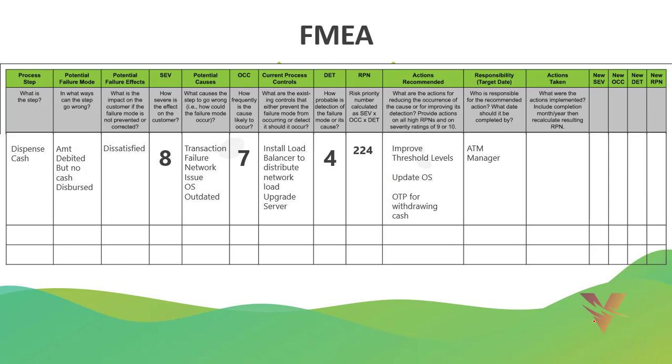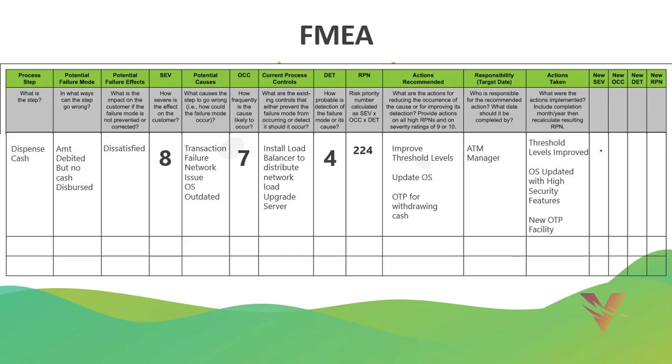Next is actions taken. Whether the recommended actions are implemented will be reflected here. Threshold levels have been improved, the OS has been updated, and we have introduced a new feature called OTP for customers' registered mobile numbers. Customers will get an OTP on their registered mobile number. After entering that OTP in the ATM machine only, the cash will be dispensed. These are the actions we have taken, so they need to specify it here.